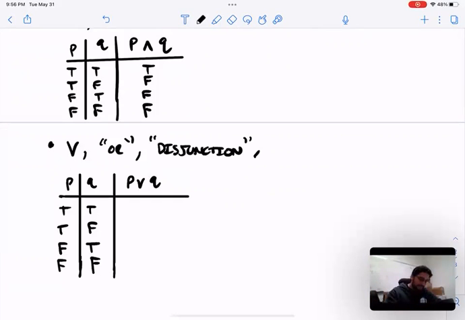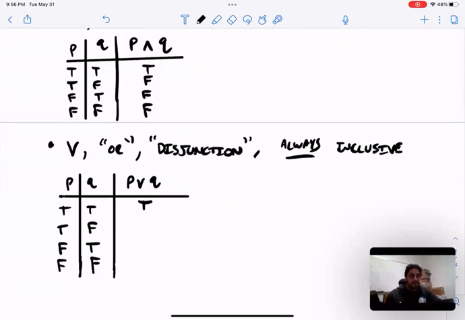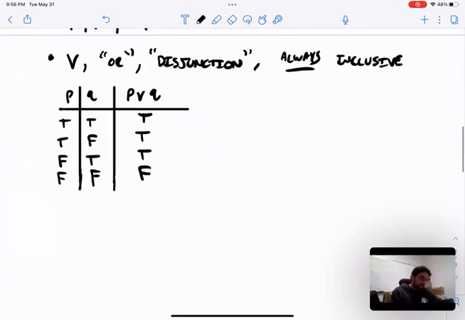In symbolic logic, when we say or, we always mean inclusive or, right? If we ever mean exclusive or, we will specifically say exclusive. So this is always inclusive. If both P and Q are true, P or Q will be true. If either one is true, it's true. If both are false, then it's false. So that's the statement or.